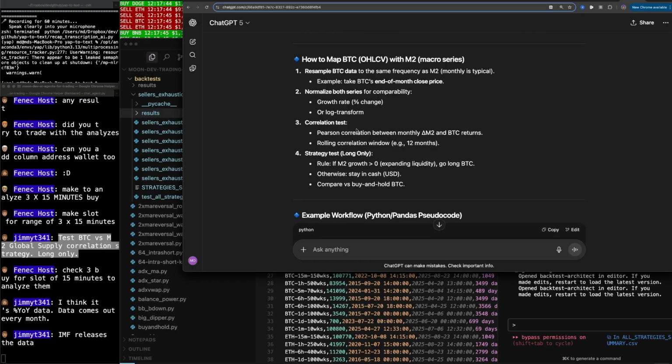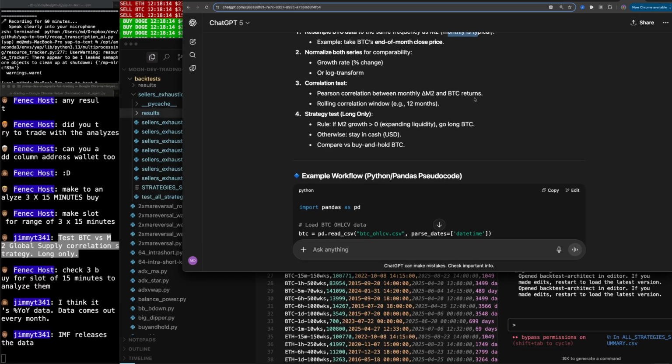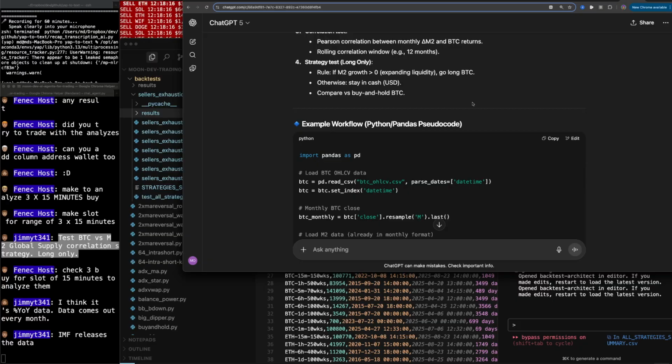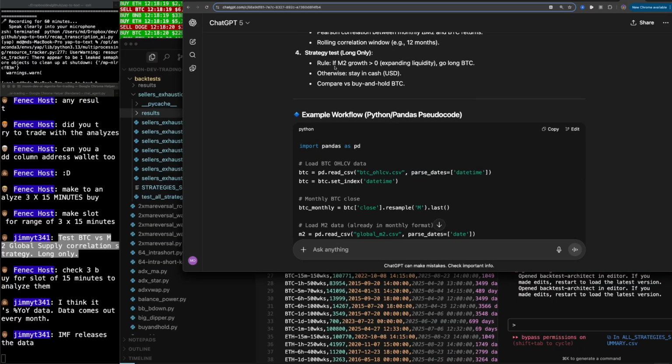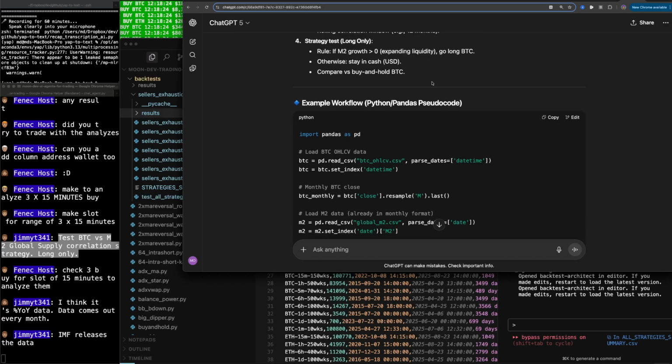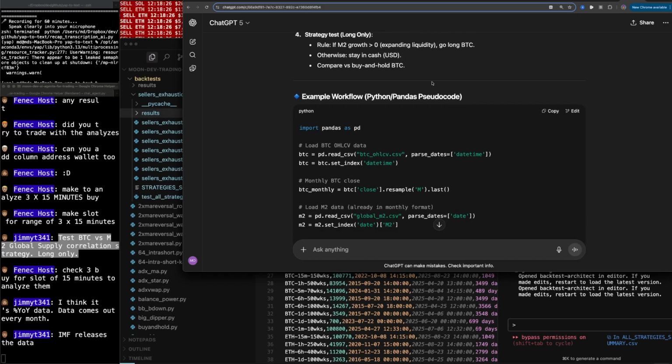How to map BTC with M2. Resample BTC data to the same frequency as M2, monthly is typical. So we get monthly BTC data. Normalize both series for comparability: growth rate, percentage change, or log transform. Correlation test: Pearson correlation between monthly M2 and BTC returns. Strategy test, long only rule: if M2 growth is over 0, expanding liquidity, go long. Otherwise, stay in cash.